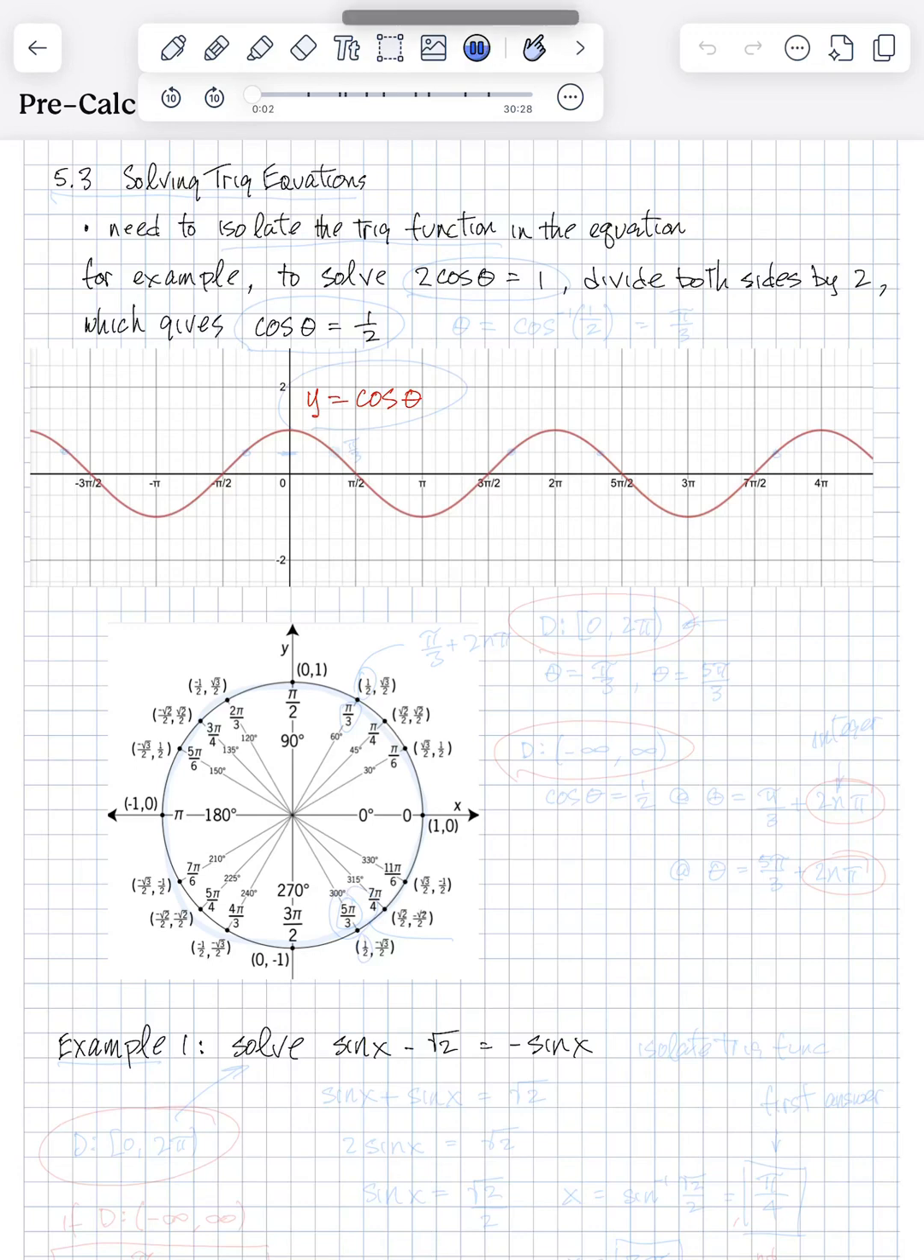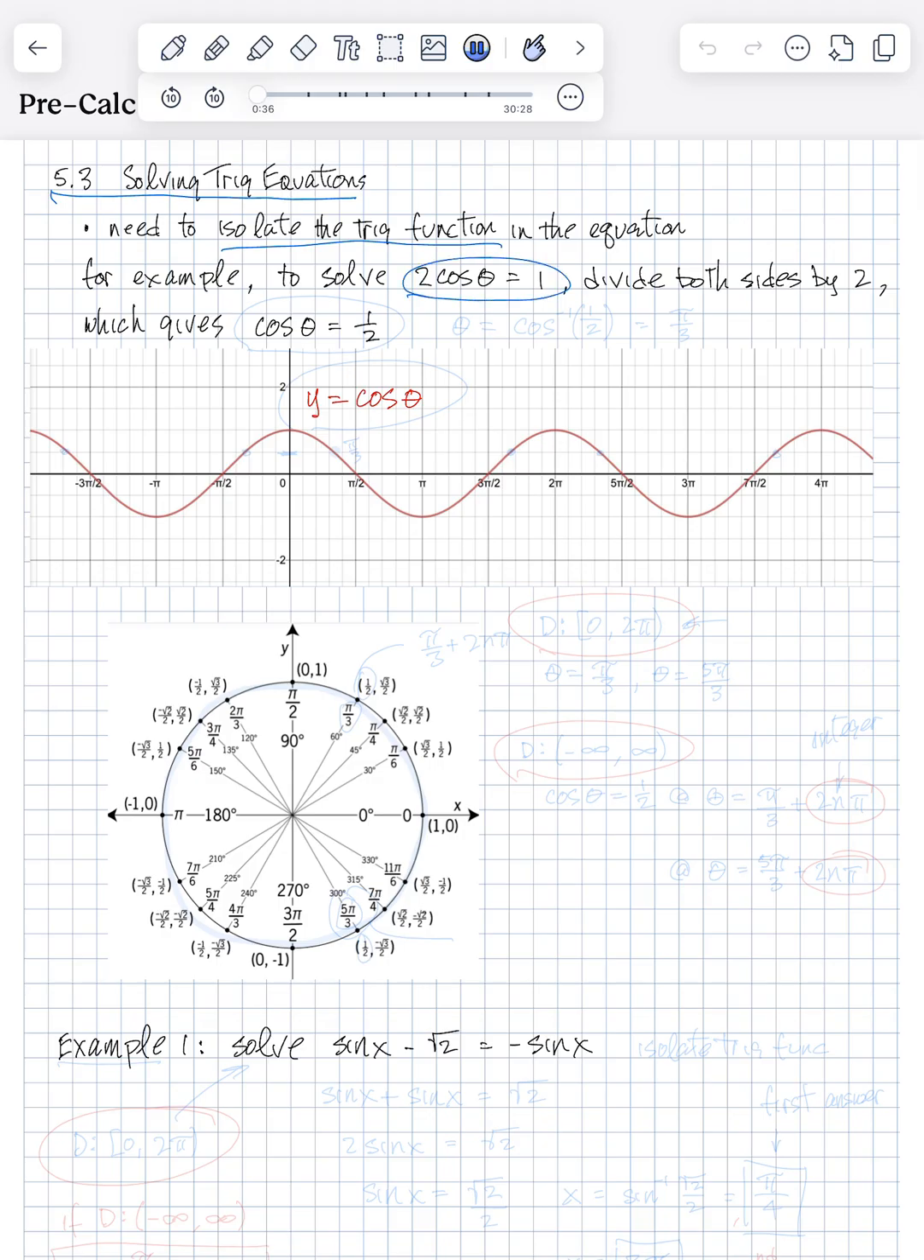Alrighty, lesson 5.3, solving trig equations. Now, 5.1, 5.2, we were working with trig expressions, which means it doesn't have an equal sign. Now we're going to solve trig equations, which means we're going to actually find values for the angle. And so the first thing we need to do when we're solving this is to isolate the trig function in the equations. So let's look at an example.